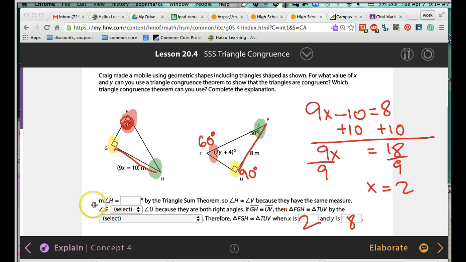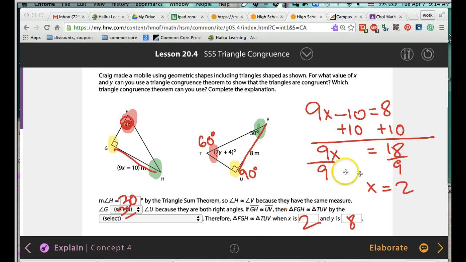So let's see, measure of angle H is how many degrees, guys? The green angle, how big was that one? That's the same as that green angle, so it's going to be? Yeah, 30 degrees by the triangle sum theorem. So angle H and V are congruent to each other because they have the same measure. So angle G is angle U. G and U, are they the same? Yeah, so we're going to say that they are congruent to each other because they are both right angles.